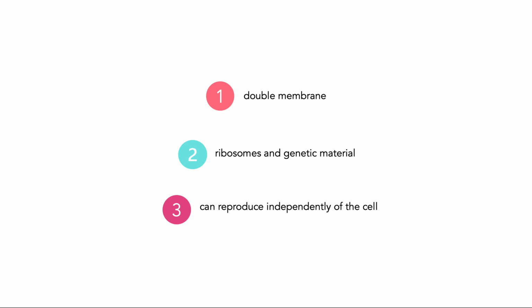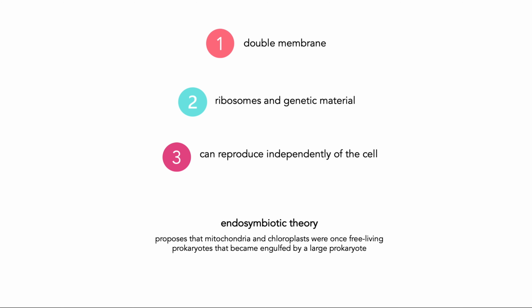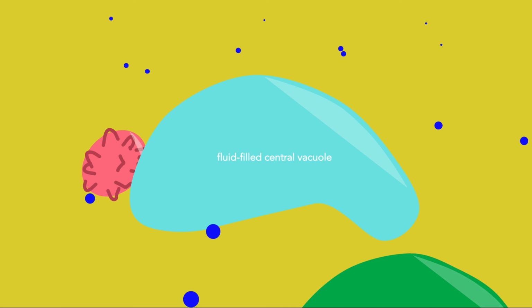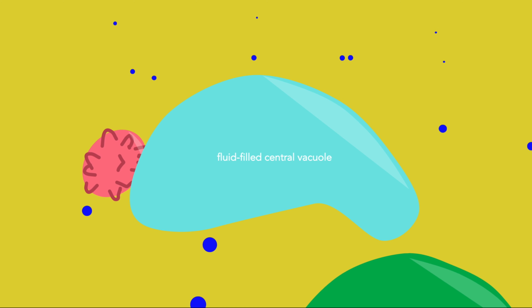Both mitochondria and chloroplasts have a double membrane, their own ribosomes, and genetic material, and are able to reproduce independently of the cell. These are lines of evidence for the endosymbiont theory, which proposes that mitochondria and chloroplasts were once free-living prokaryotes that became engulfed by a large prokaryote, giving rise to eukaryotic life. The central vacuole, a large fluid-filled membrane-bound vesicle, is also only found in plants.